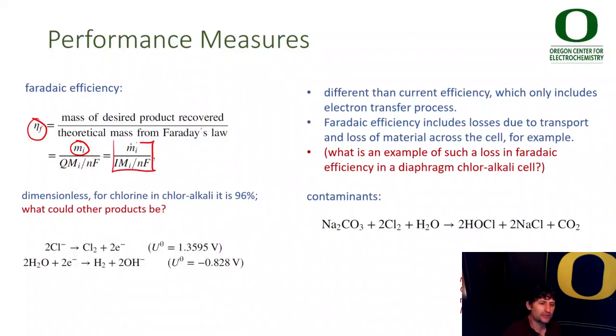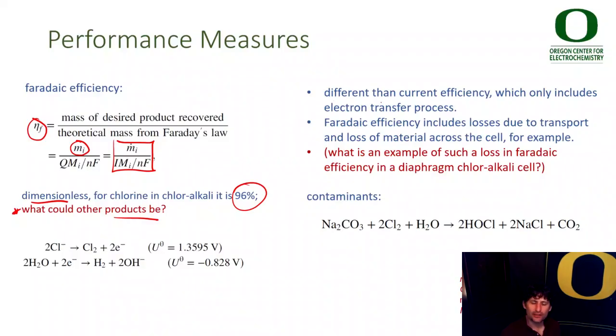We can convert this into an efficiency based on a mass flow rate if we write, instead of Q, I for the current, Q per second, and instead of mass, mass flow per second. Efficiency, Faradaic efficiency, is of course a dimensionless unit. And for chlorine and the chloralkali products, it's about 96%. I'd like you to think a little bit about what the other products can be, and we'll talk more about that in class. I'll make a few points here about Faradaic efficiency.